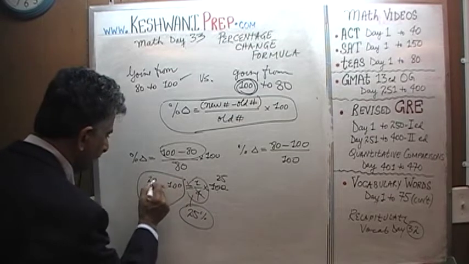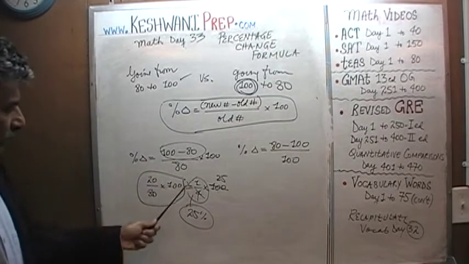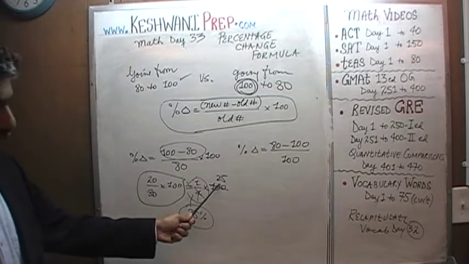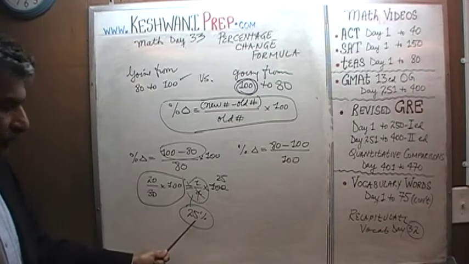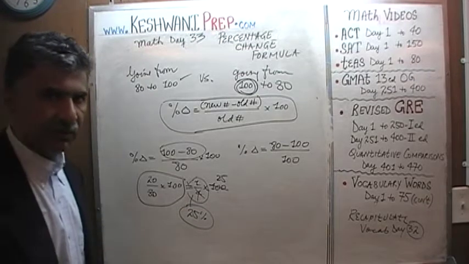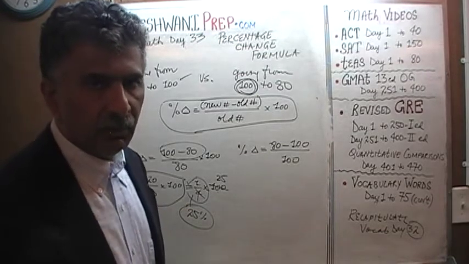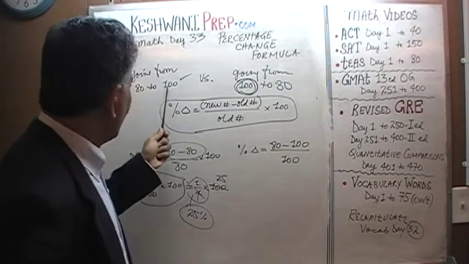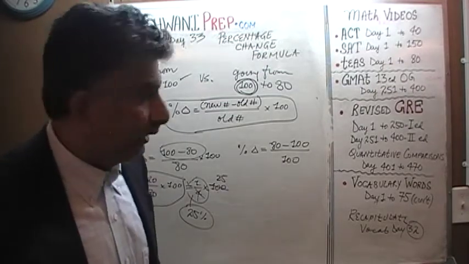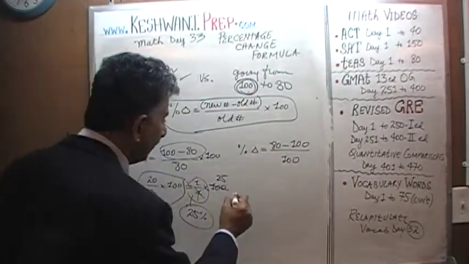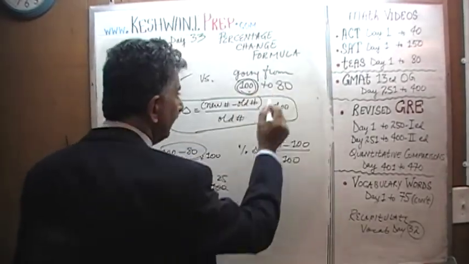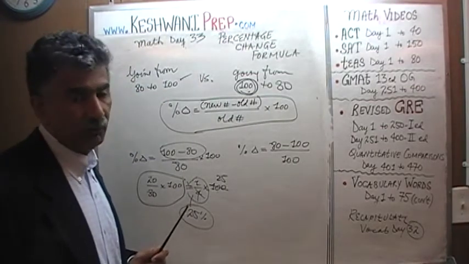which is the same as 20 over 80, which is 1/4, times 100, and then you divide top and bottom by 4. The 4 disappears, and 100 becomes 25. Hence, it tells us that there has been an increase of 25%. Going from 80 to 100 is an increase of 25%, but going from 100 to 80 is not. Going from 100 to 80 is not a drop of 25%.